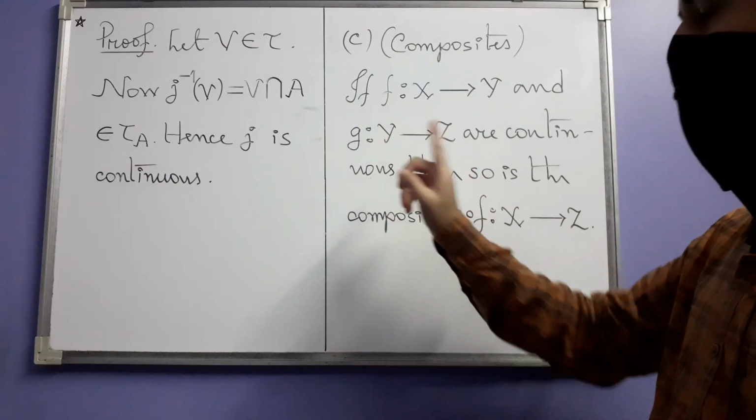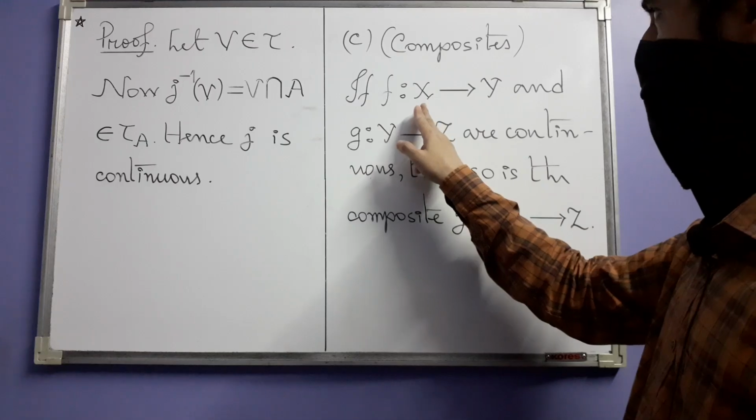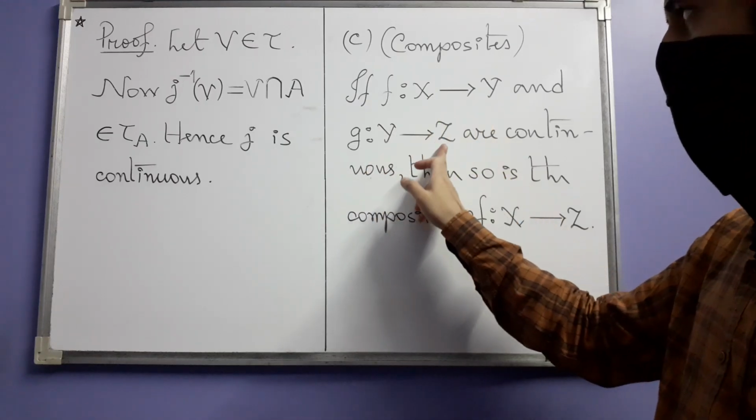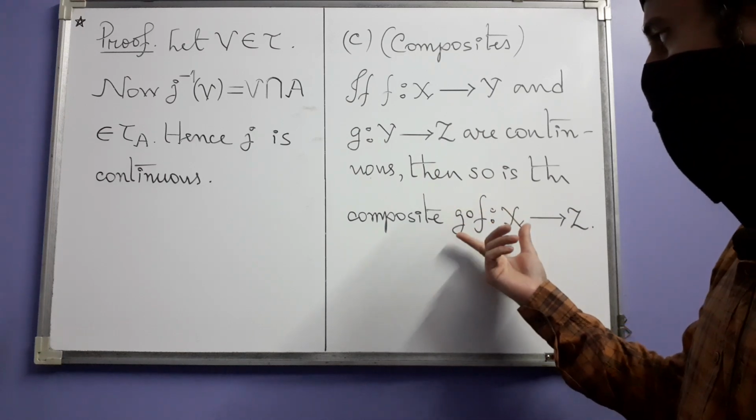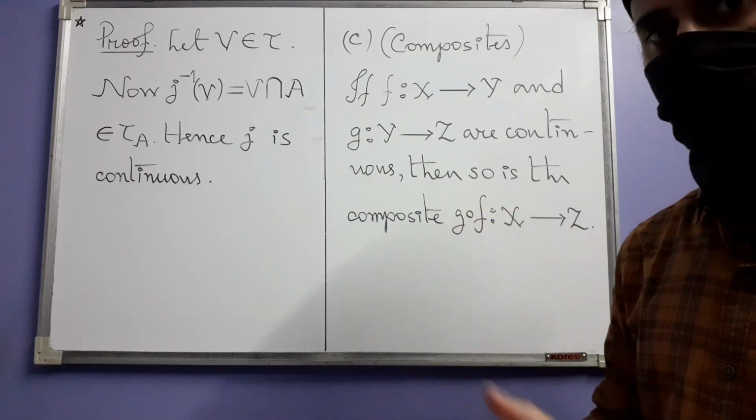Okay. Next, part C, which is about composites of continuous functions. Say we have this time two functions, f maps X into Y and g maps Y into Z, and both of them are continuous. Then the claim is that their composite is also continuous.